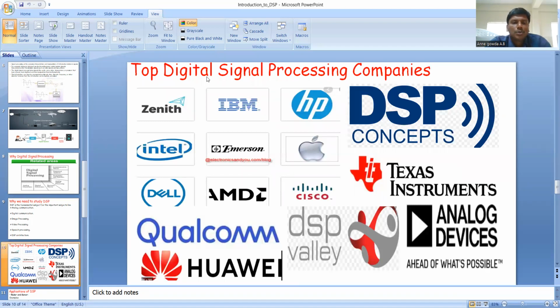So if you are choosing your career in the digital signal processing field, then definitely you have n number of opportunities. There are many good companies who are looking for engineers who have thorough knowledge of digital signal processing concepts. A few of the companies are listed in this particular slide.